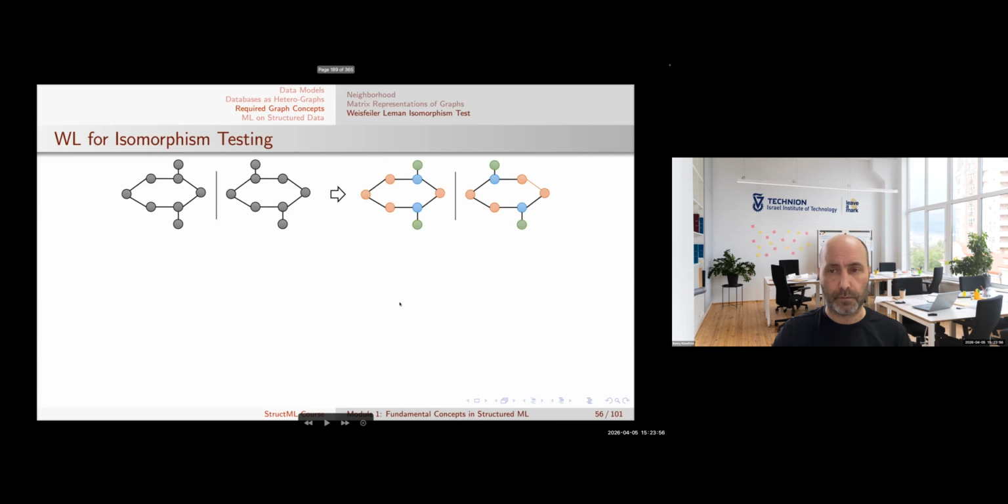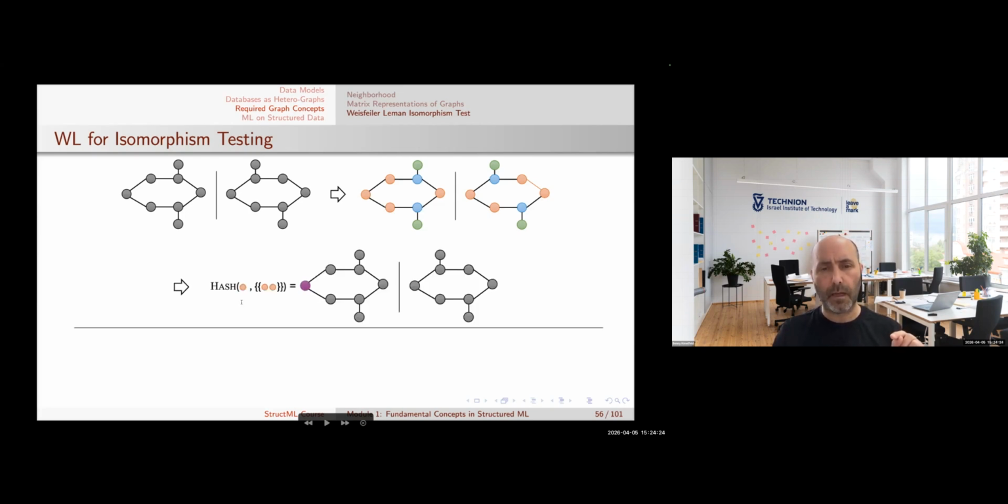Okay, so let's look at how the algorithm operates on these two graphs. So they have the same number of nodes. So we say, okay, fine, let's continue to the next step. And then we apply the coloring on the left graph, right graph. And you can see, okay, I produced 4 orange nodes, 2 blue nodes, and 2 green nodes, and the same for the other algorithm. So it looks okay. We continue.